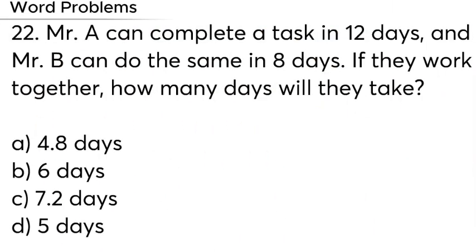22. Mr. A can complete a task in 12 days, and Mr. B can do the same in 8 days. If they work together, how many days will they take? A. 4.8 days, B. 6 days, C. 7.2 days, D. 5 days.